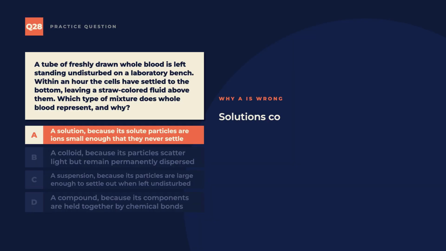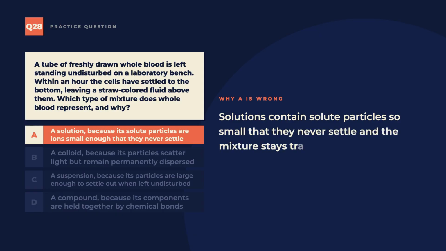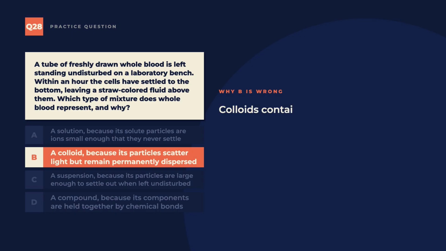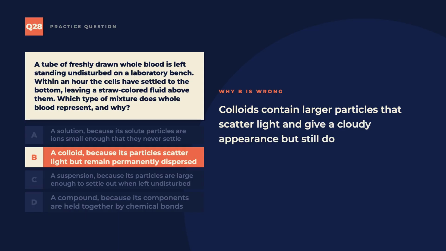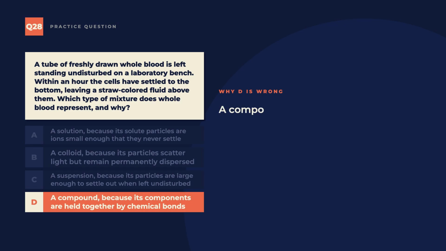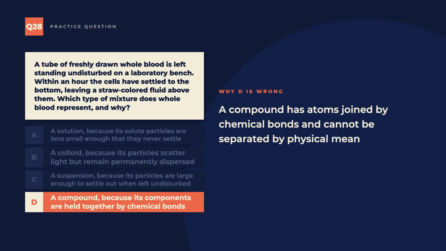A is wrong because solutions contain solid particles so small that they never settle, and the mixture stays transparent. Saline and dissolved glucose fit that description, but visible cells do not. B is wrong because colloids contain larger particles that scatter light and give a cloudy appearance but still do not settle. The cytosol of a cell and the plasma proteins are colloids, while whole blood settles. D is wrong because a compound has atoms joined by chemical bonds and cannot be separated by physical means. Blood components separate under gravity alone, which is the signature of a mixture.